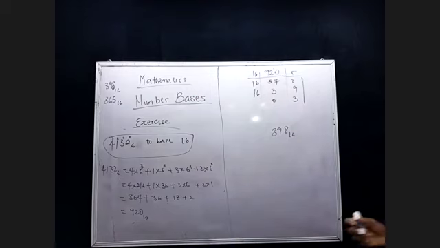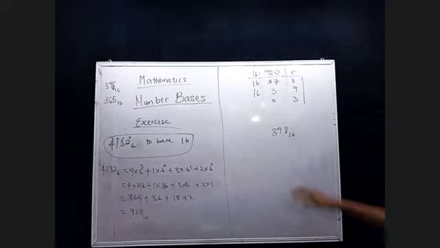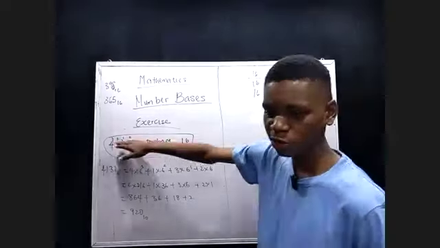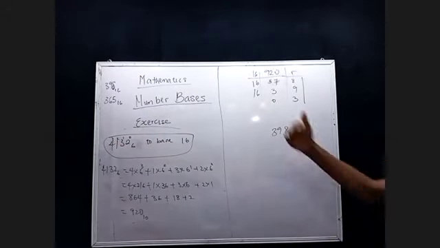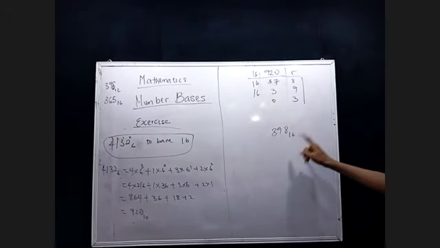I think you should give yourself a round of applause for that. Doing well, so it means you guys are following me. Which means I just converted 4132 from base 6 to base 16, and I got 398 base 16.